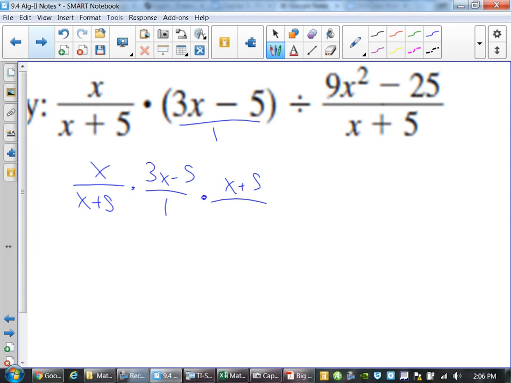9x squared minus 25, what do you get? 3x minus 5 and 3x plus 5. Very good. Difference of squares.